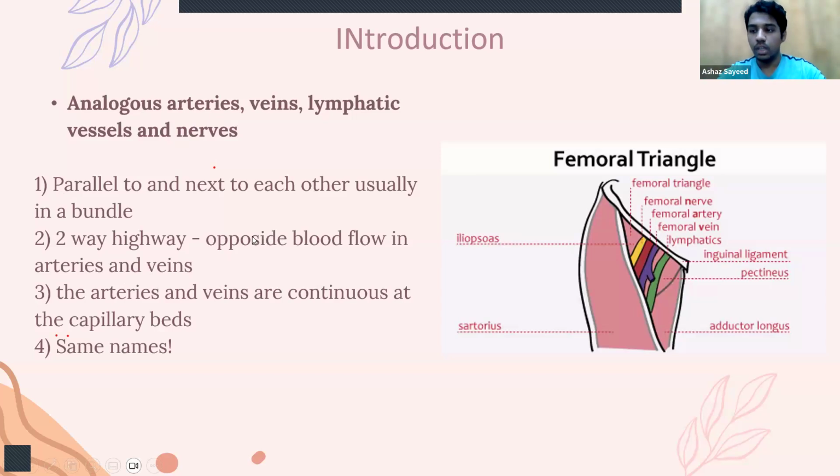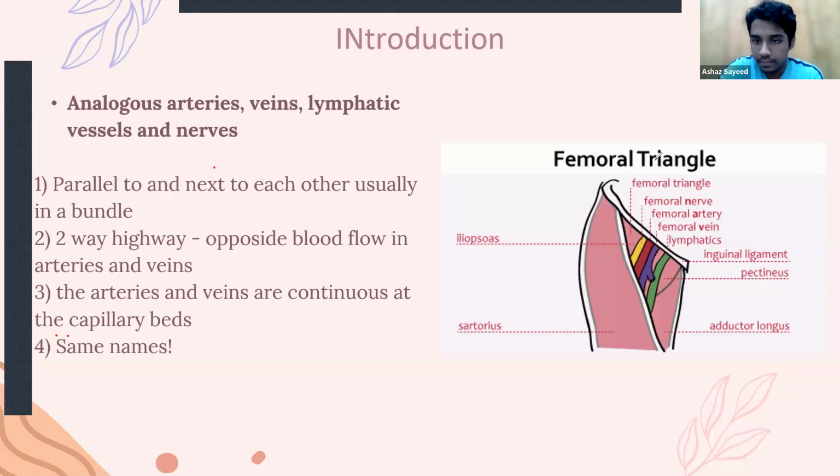Now the arteries and veins. We have the arteries, they become capillaries, and then from the capillaries they move to veins. So both of them are continuous at the capillary beds, and all of them have similar names. If we see this example right here, in the femoral triangle, you don't have to know what the femoral triangle is, but just see that the nerve, the artery, and the vein all have the same name, femoral.